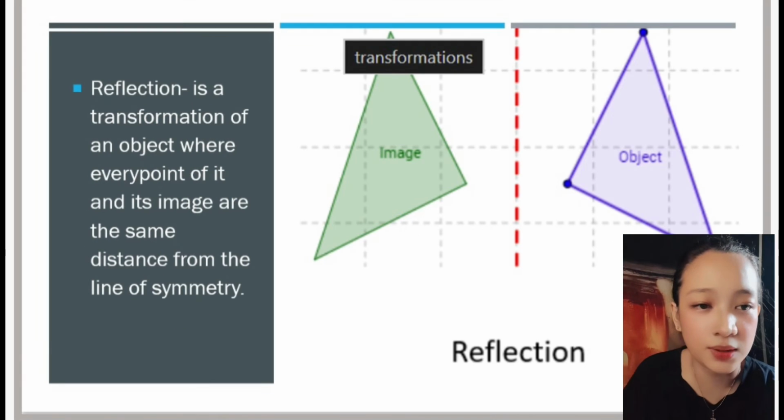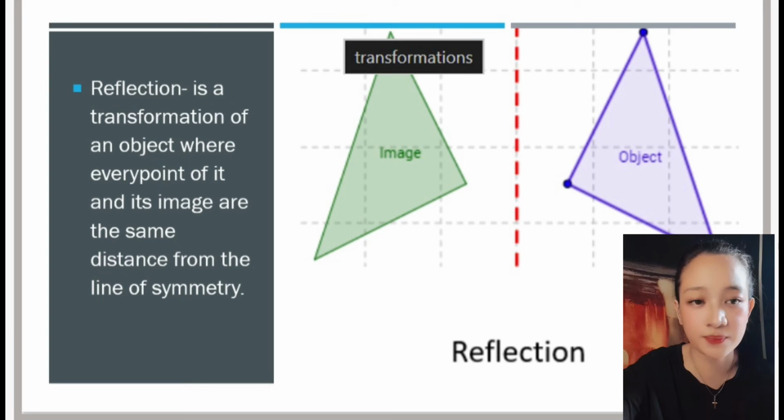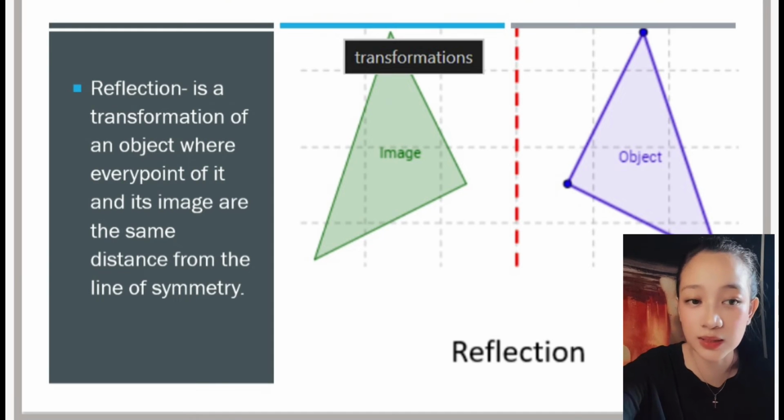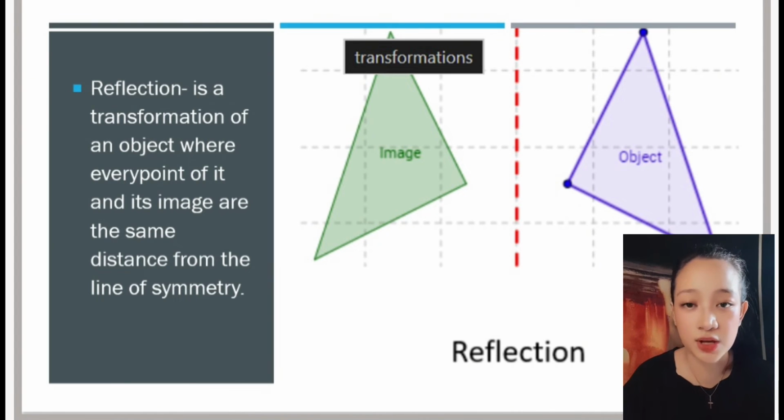Next, we have reflection. It is a transformation of an object where every point of it and its image are the same distance from the line of symmetry. So it flips a shape over a line called the line of reflection to create a mirror image. For example, reflecting a triangle over the x-axis.